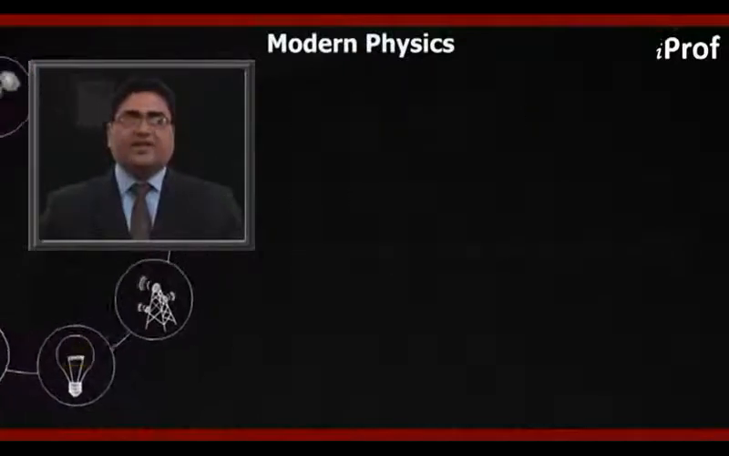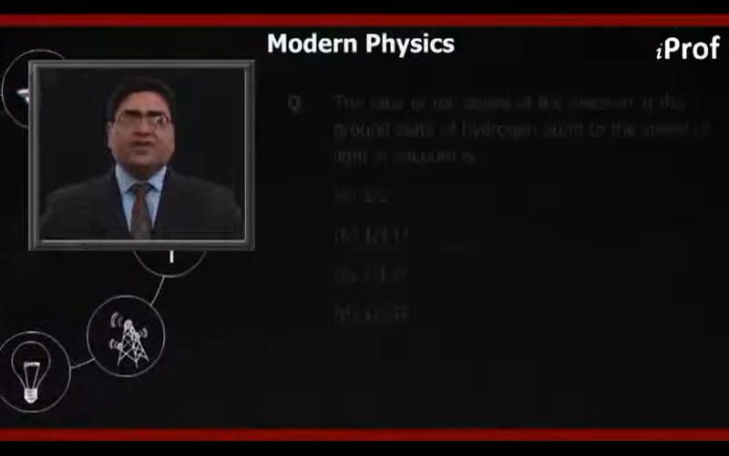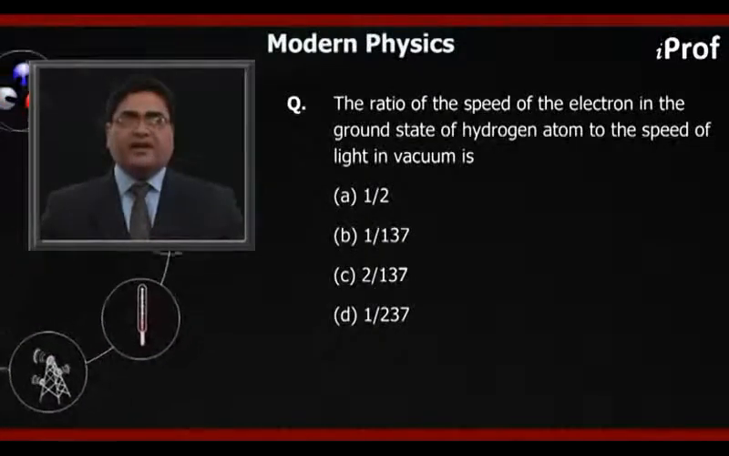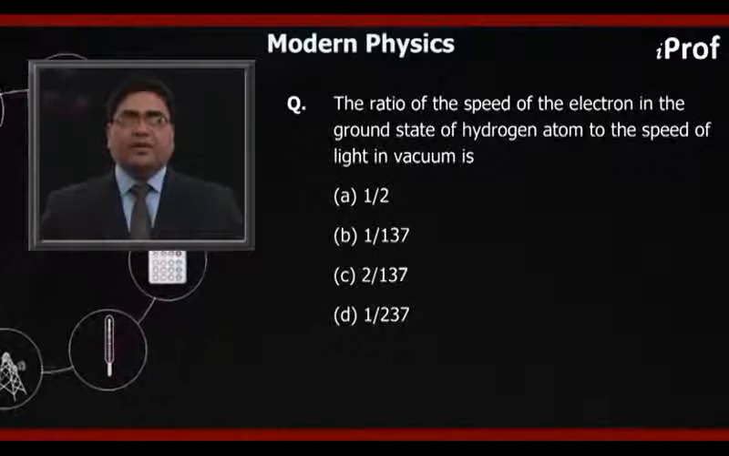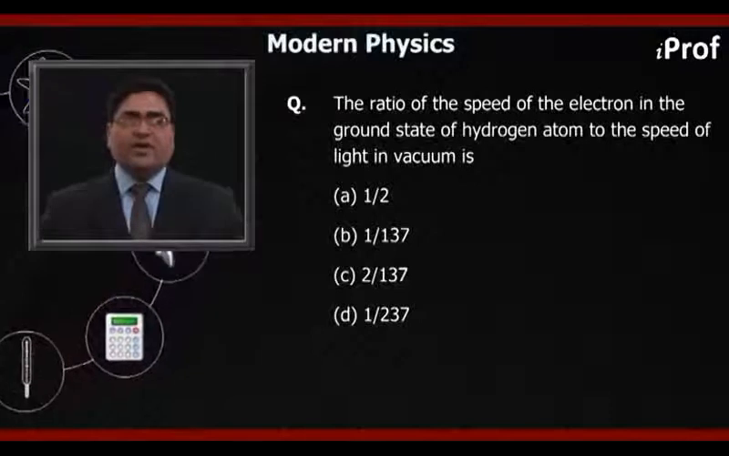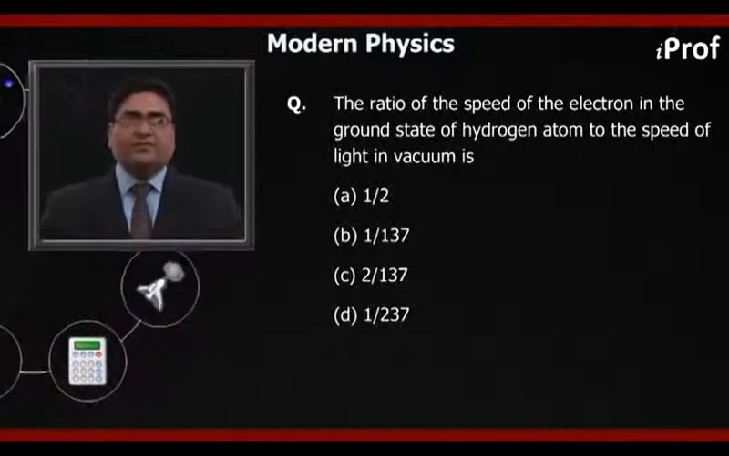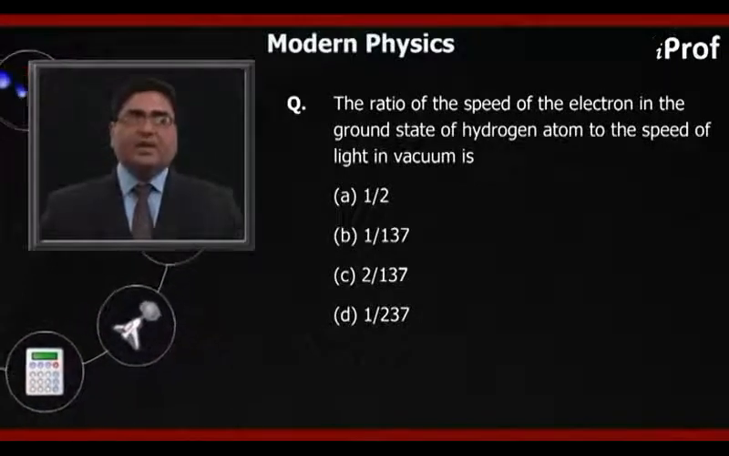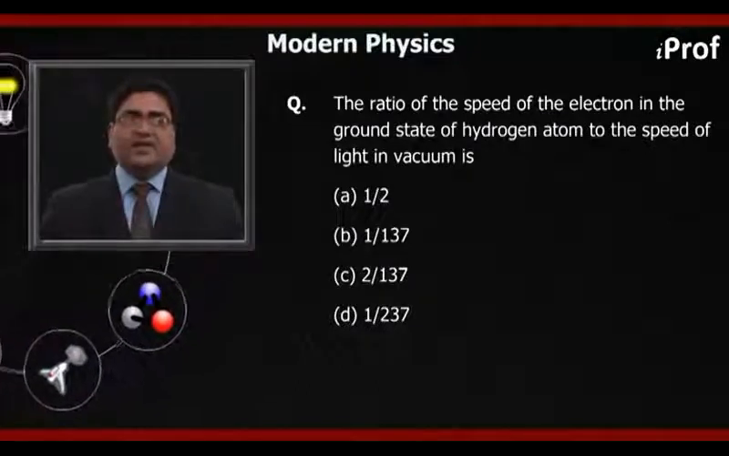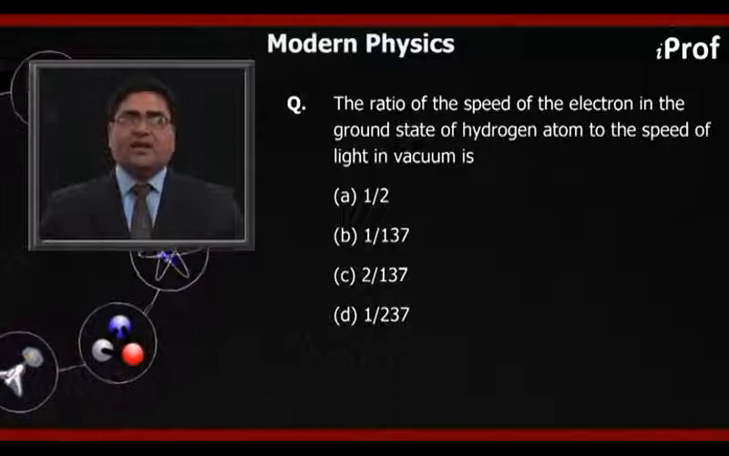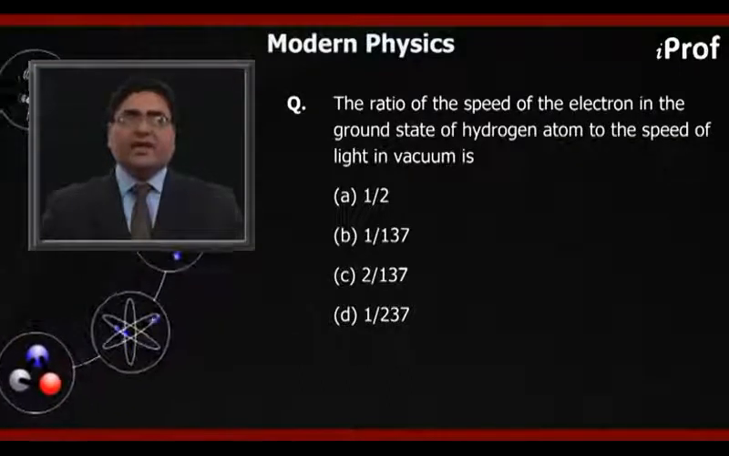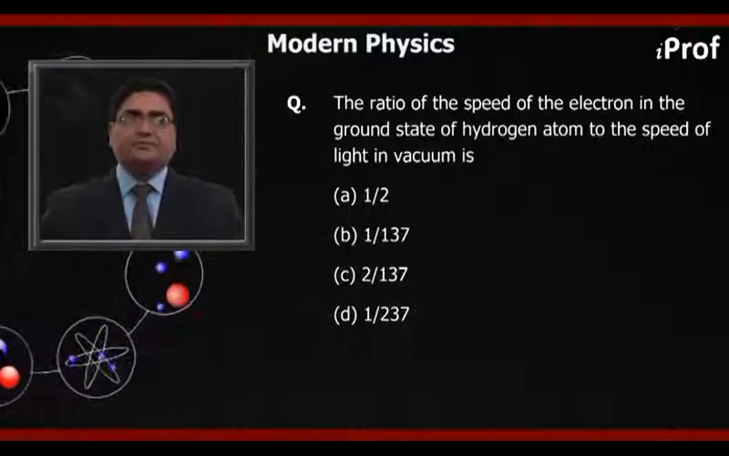Let's see another illustration. The ratio of the speed of the electron in the ground state of hydrogen atom to the speed of light in vacuum is, there are 4 options, A, B, C, D. In A, 1 by 2, in B, 1 by 137, in C, 2 by 137, in D, 1 by 237. The correct option is B.